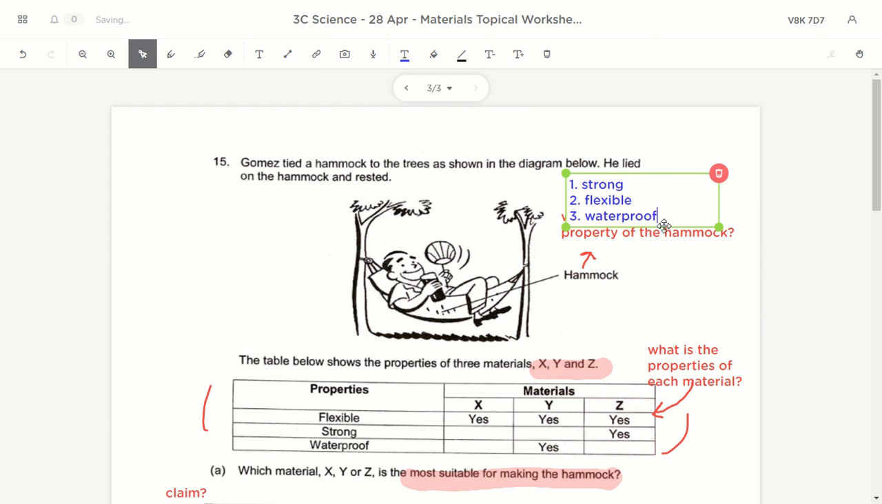So for an object, sometimes you have to rank the properties in order of priority. Of course waterproof is important, but if it's not strong, then the person can't even rest on it. So sometimes you have to rank according to the importance of the property. For a hammock, most importantly, it must be strong. If not, the hammock will tear when the person lies on it. Second, it has to be flexible. Third, it has to be waterproof. But this is in order of the priority of the property.